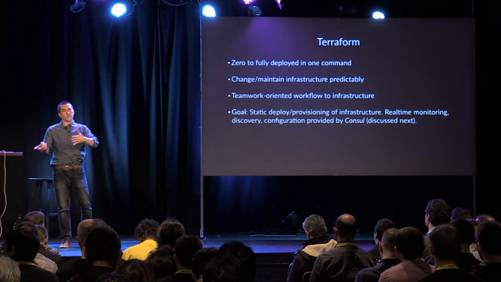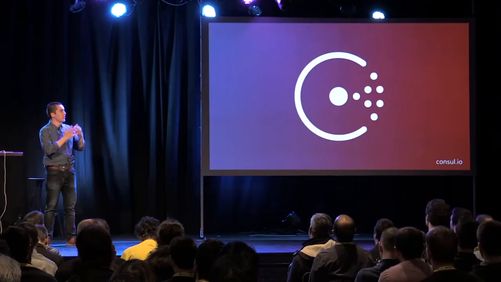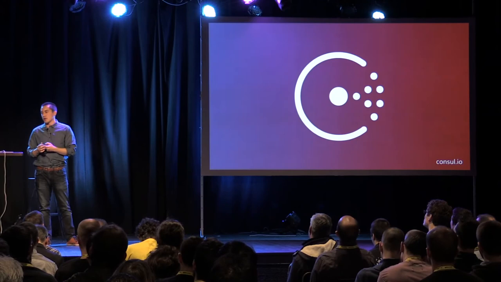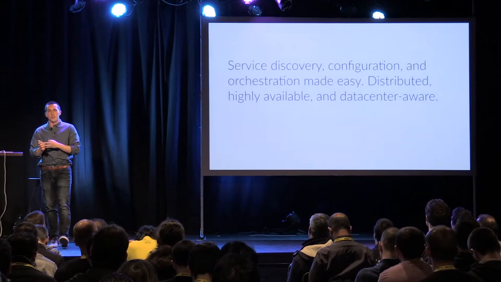So the relationship between Terraform and Consul is Terraform would deploy Consul, and Consul does the real-time stuff. So this is going to be pretty quick since I'm running out of time, but the high-level things that Consul needs to do here. So Consul, its dense one-sentence thing is service discovery, configuration, and orchestration made easy. It's distributed, highly available, and multi-data center aware. So practically, here are the questions that Consul answers.